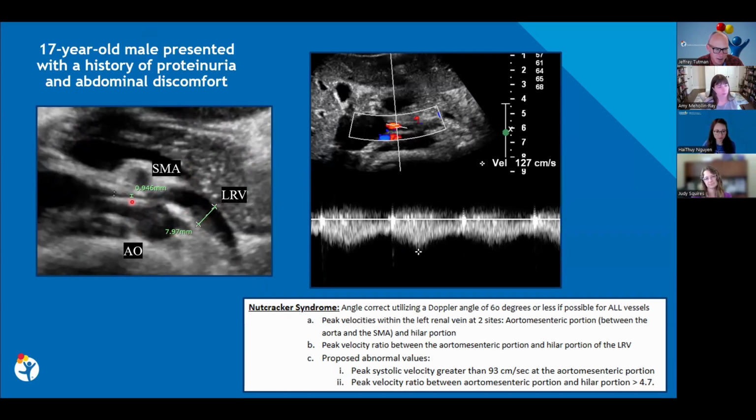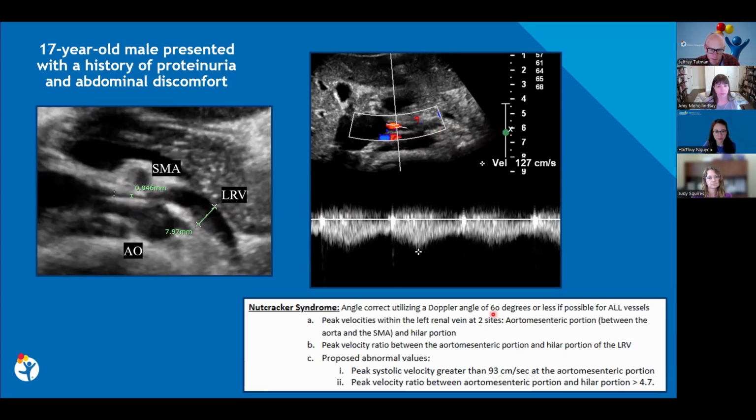So we measure the renal vein at the tightest point, right behind the SMA, and then the more lateral portion of it. We measure the velocities at both of those locations. Then we measure the actual diameter of the vessel at those two spots. In this particular patient, it was about 127 at the tightest spot. I didn't include the image, but it was in the low 20s in the more peripheral portion of the renal vein.